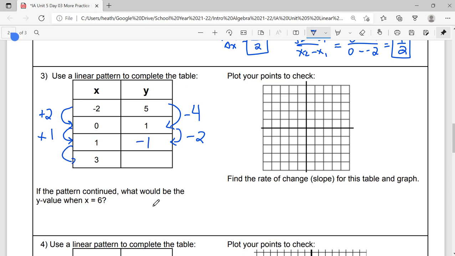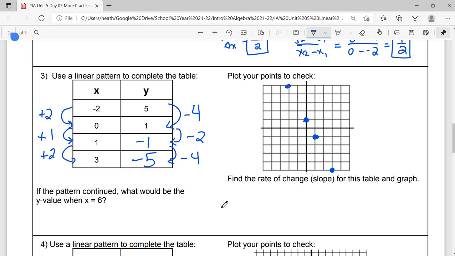And then from here to here, that's up by 2 again. So every time x goes up by 2, y goes down by 4. That was the pattern. So if y goes down by 4, then I've got -5. All right, let's plot those and make sure that we got it. Yeah, that looks good. All those points line up in a line.